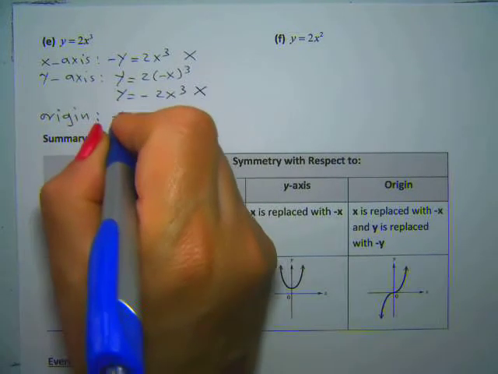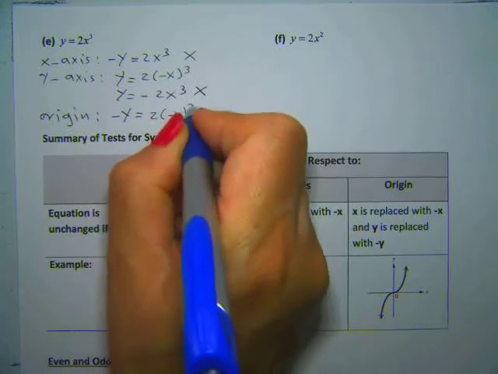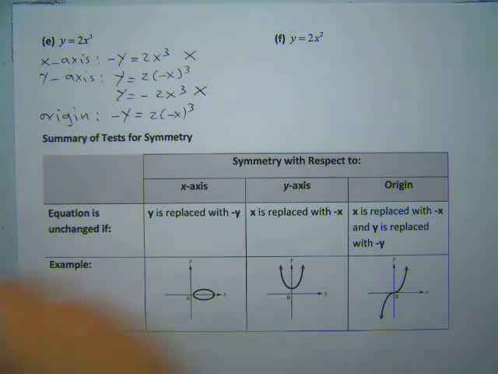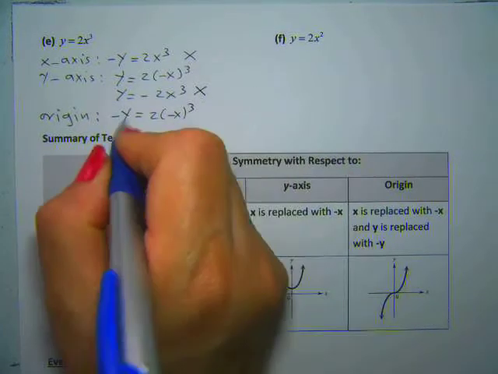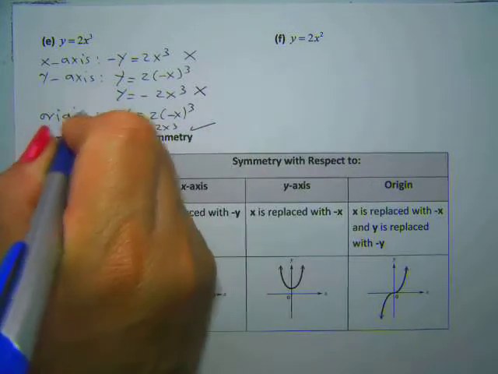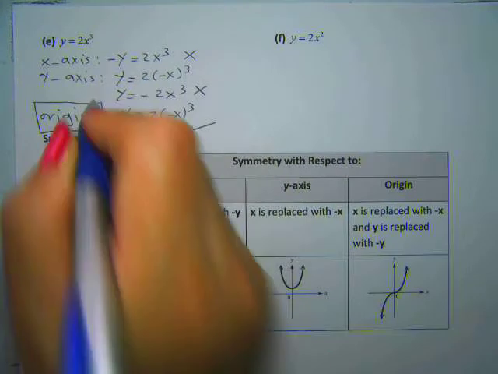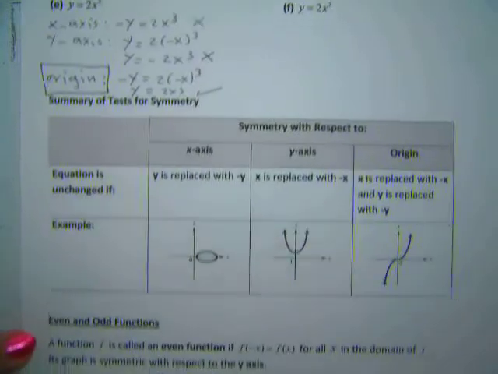Replace both y with -y and x with -x. So you're going to get -y equal to -2x cubed. Multiplying both by negative, you're going to get the original. So we have only the origin. I'll let you do the last one.